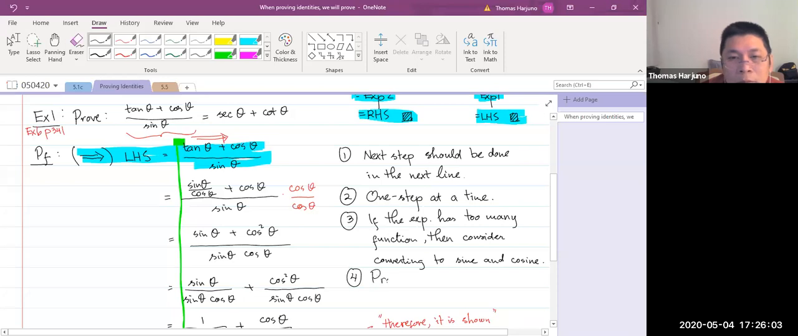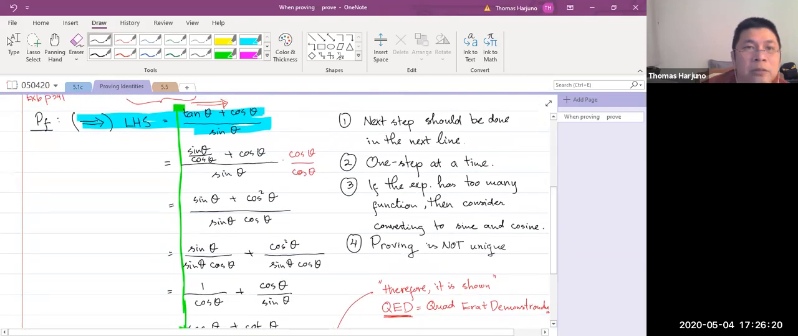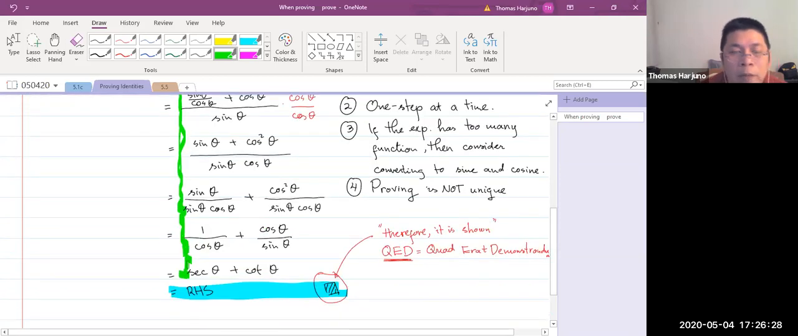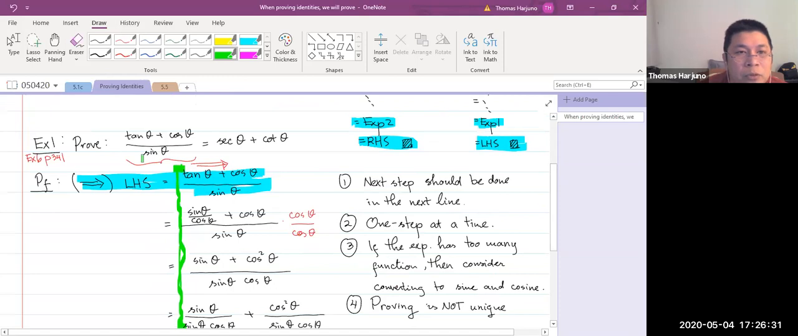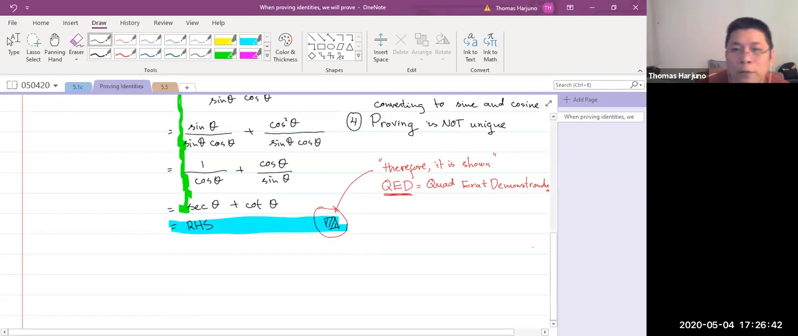Let me write it down also: proving is not unique. Different people may come up with different arguments. When I say that, I'm talking about the body, the green part that I show you here. The body of the proof may be different, but the first step, the blue one, and the last step, the blue one here, has to be the same. Of course, that's only the first example to introduce how to do proofs. Let's do more.